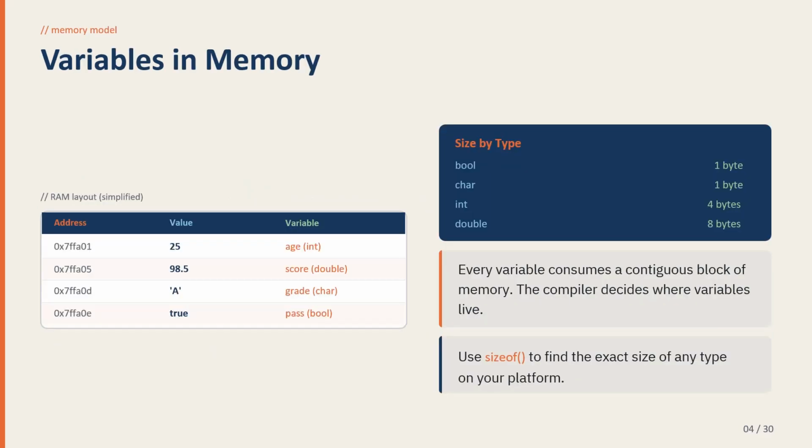Next is variables in memory. Whenever we declare variables, the compiler allocates memory in RAM. Each variable occupies a certain number of bytes depending on its data type. Here bool occupies 1 byte, char occupies 1 byte, int generally occupies 4, double occupies 8 bytes. And C++ provides a sizeof operator which tells you how many bytes a variable occupies.